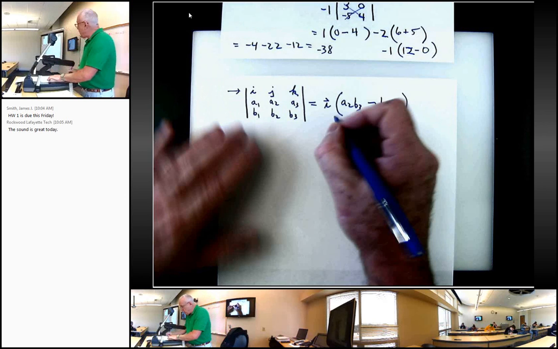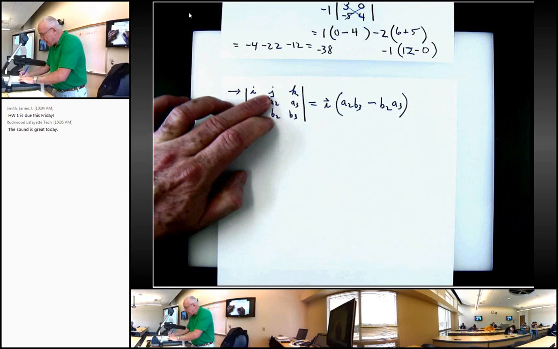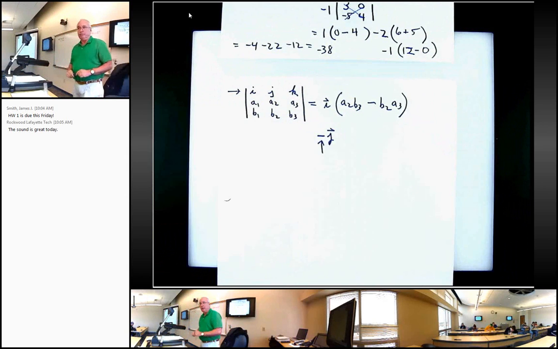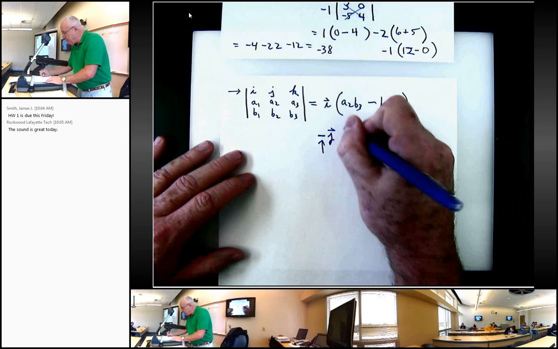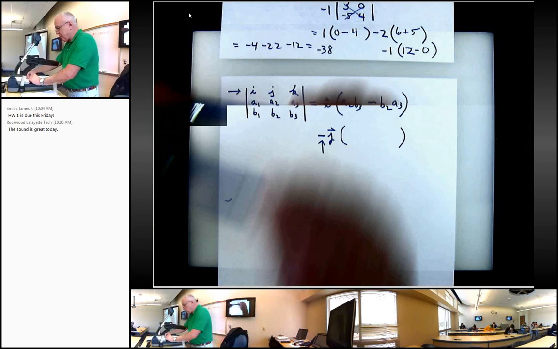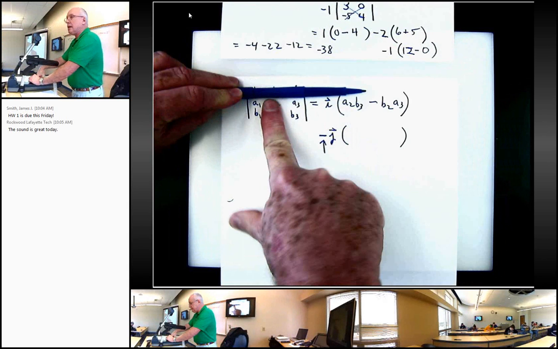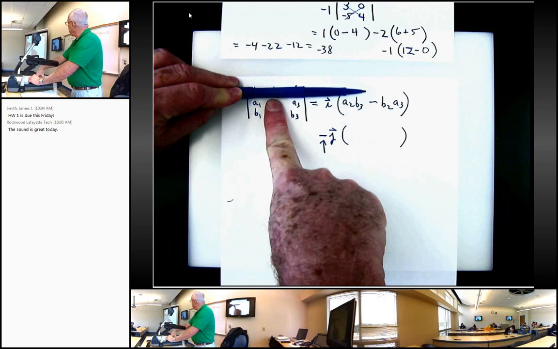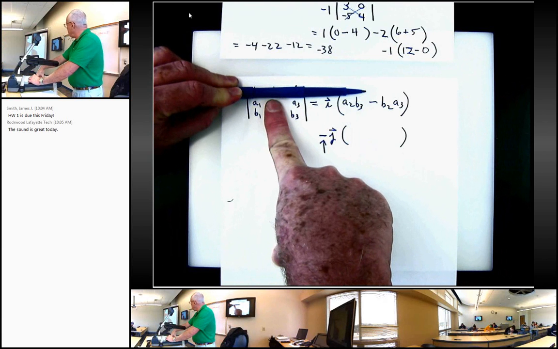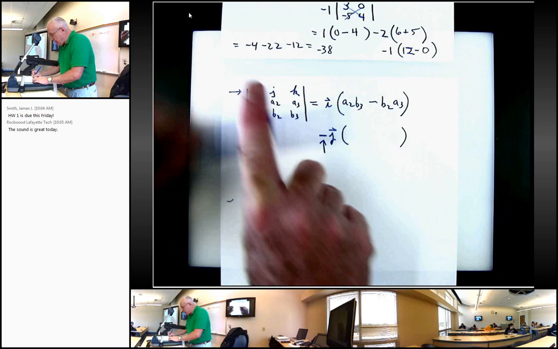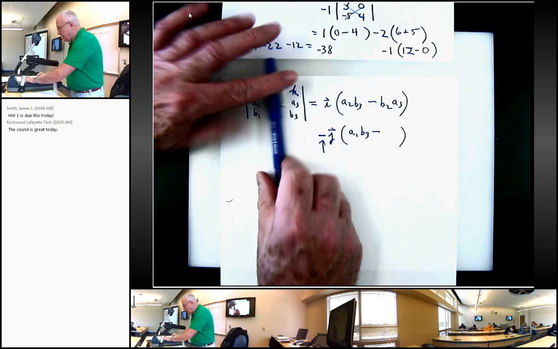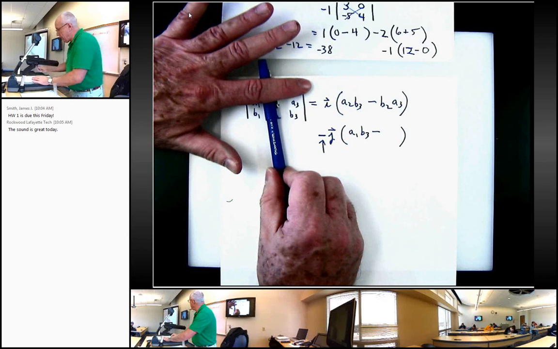Then we go to our second one. Now this is the one we have to put the minus sign by. Minus that J unit vector. And then we figure out what we're going to multiply that by. Again, we're going to cross out that first row and now the second column. So it's going to be the determinant of A1, A3, B1, and B3. So we multiply those together: A1 times B3 minus the B1 times A3.